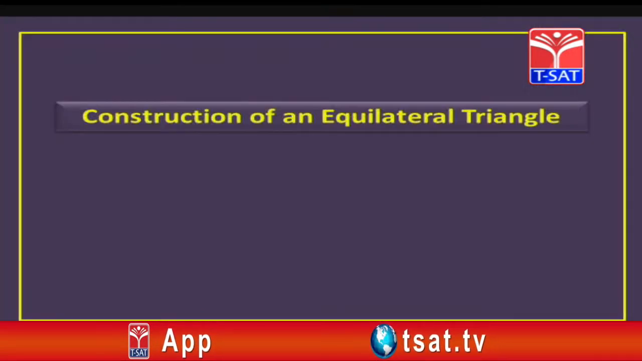Till now, we have seen some basic constructions such as perpendicular bisector, angle bisector, and also we have seen constructing an angle of 60 degrees. Now, next we will move on to the construction of triangles. Let us construct an equilateral triangle.